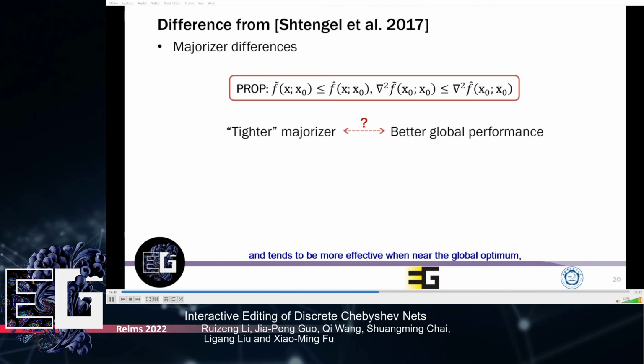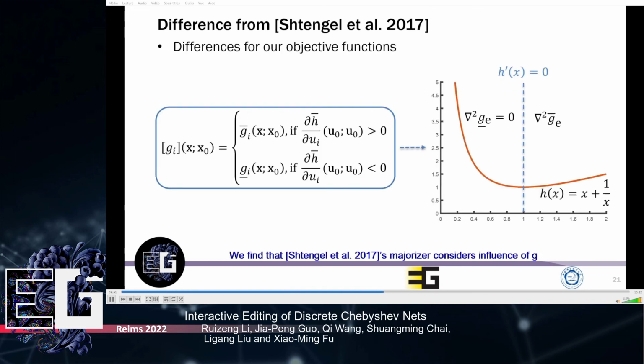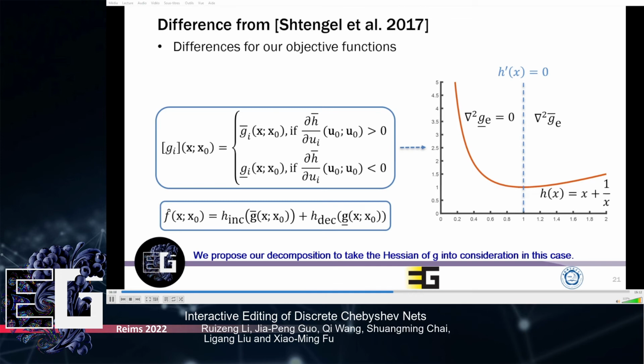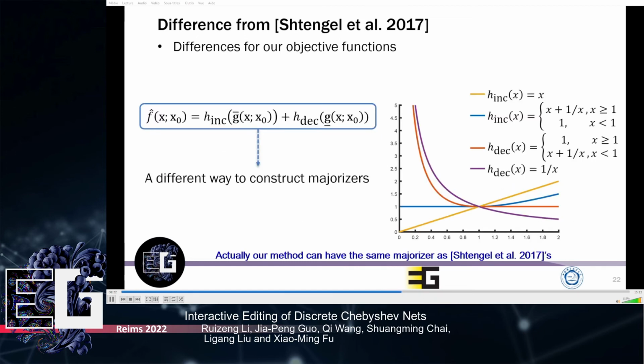That's because tighter is more local and tends to be more effective when near the global optimum, but it may lead to insufficient descent when far away from the global optimum. We found that Stangle et al.'s majorizer considers the influence of G, depending on the value of partial derivatives of H. For our function, since G_E is convex, it doesn't use the value of G_E when H is decreasing. We propose our decomposition to take the Hessian of G into consideration in this case. Our majorizer uses the further decomposition regardless of the value of gradient H.